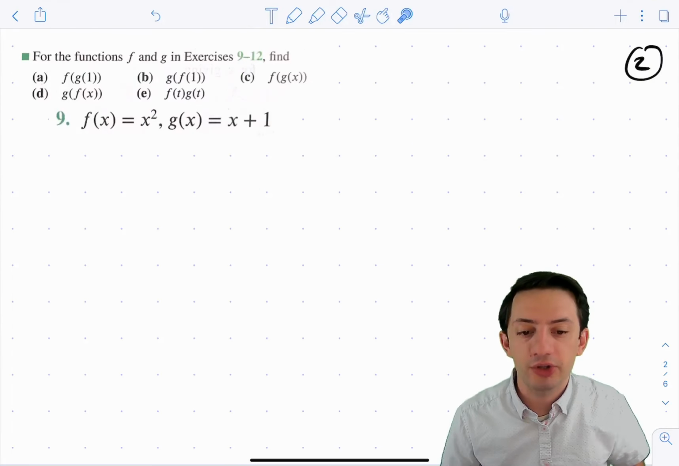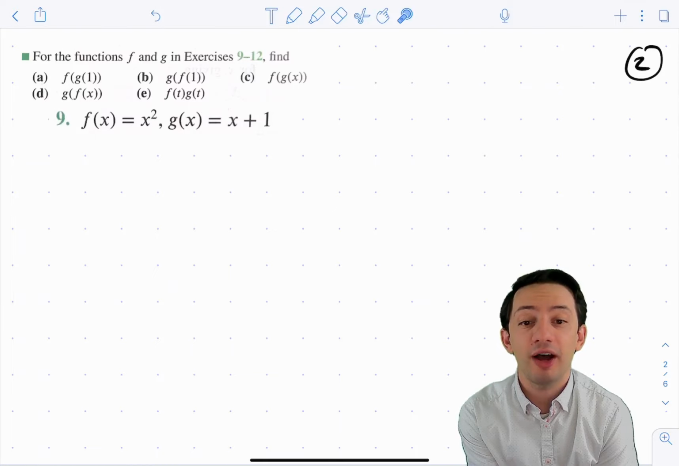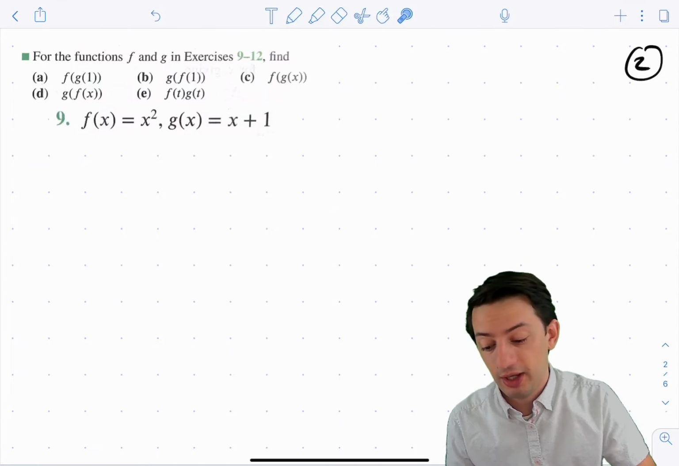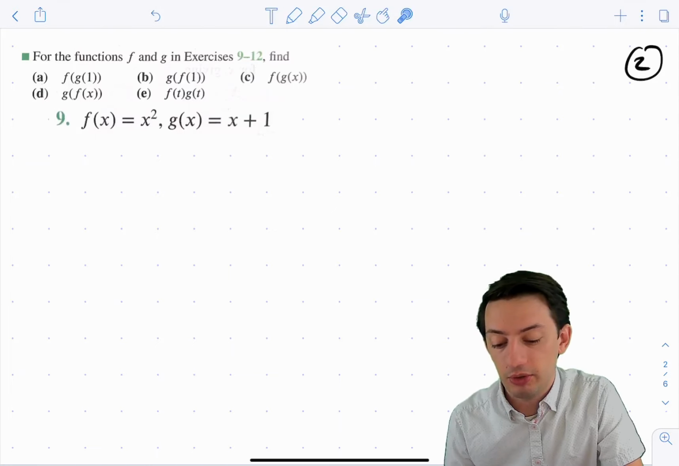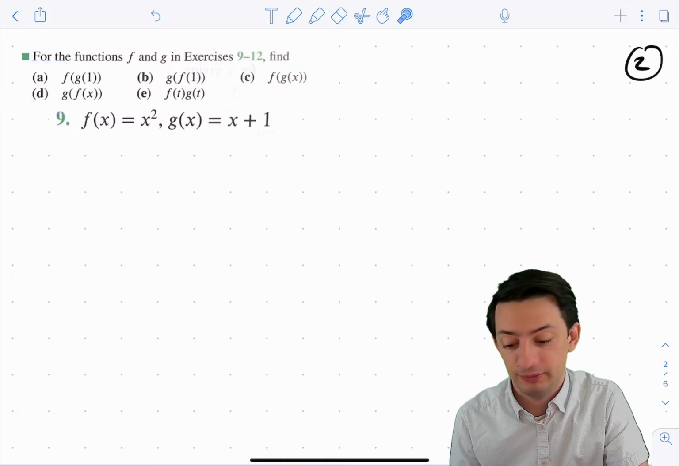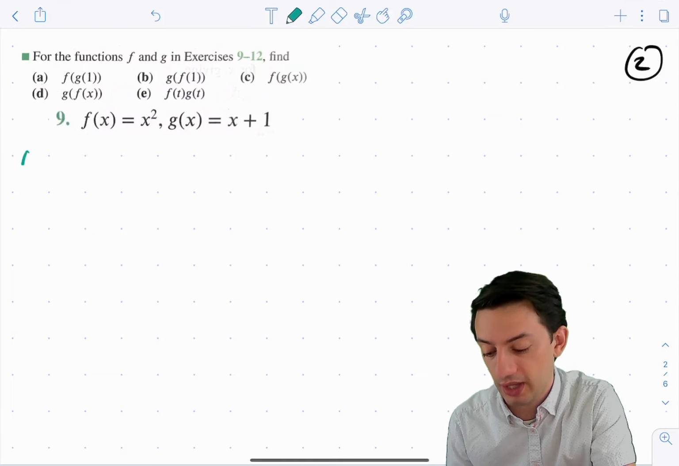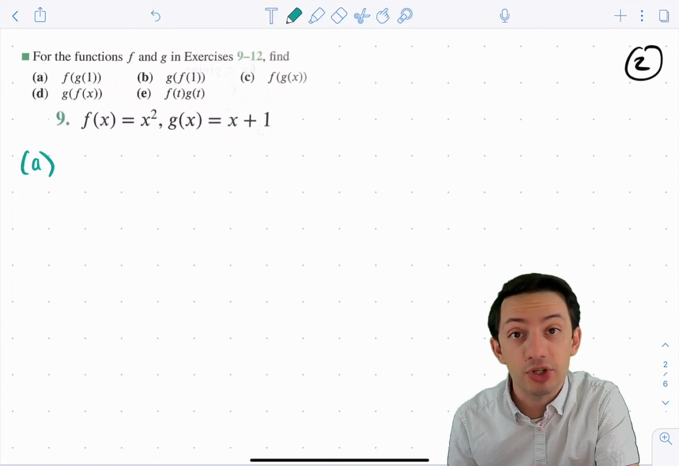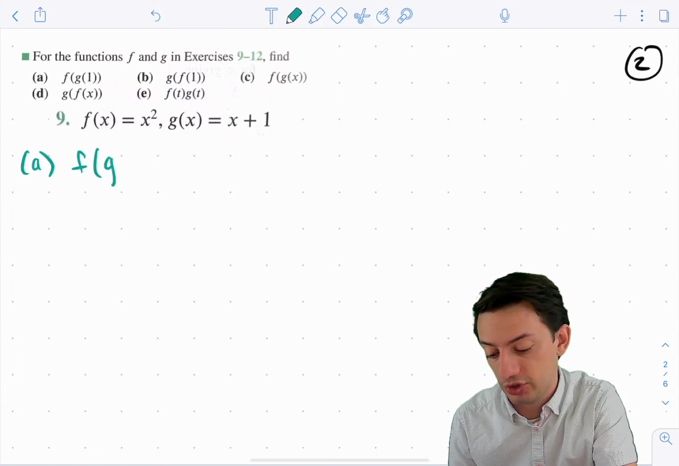Hopping over to our second question. Here, they define 2 functions, f and g, and they ask us to compute 5 different quantities. Each one of these will be pretty fast. So let's start with a. This is a composition of functions. This is f of g of 1.